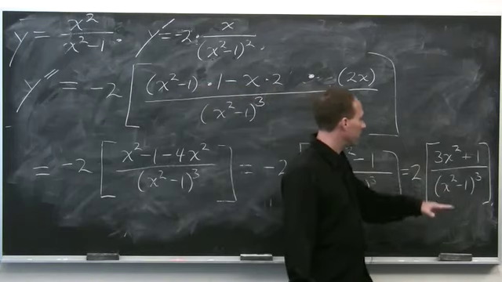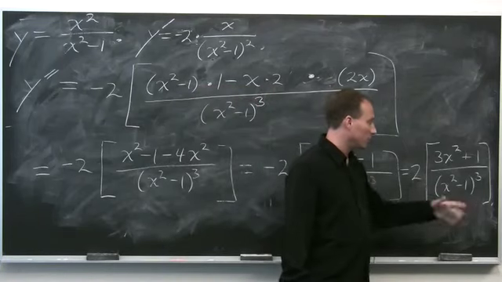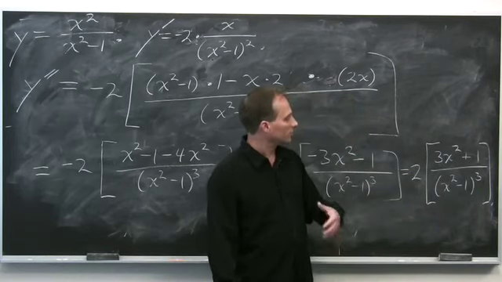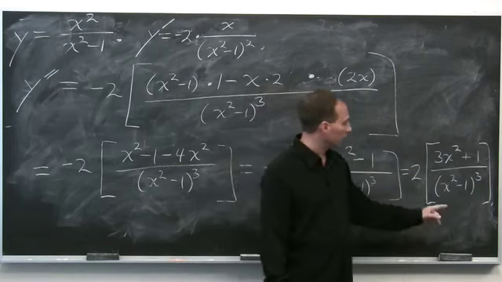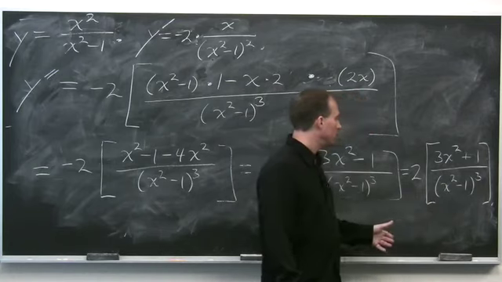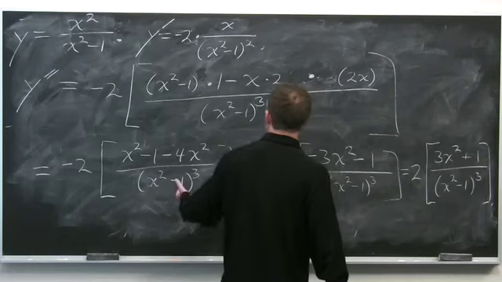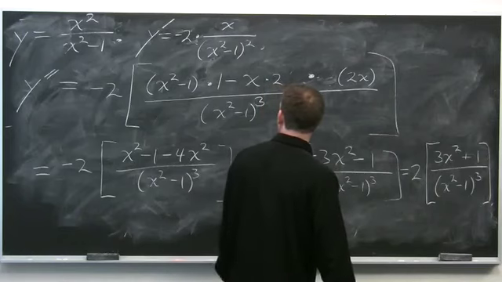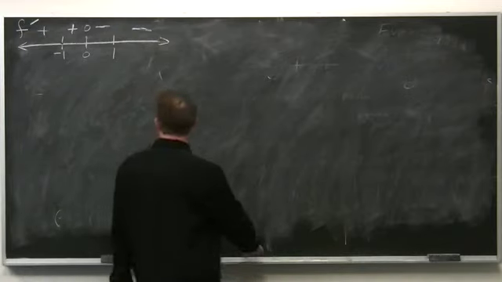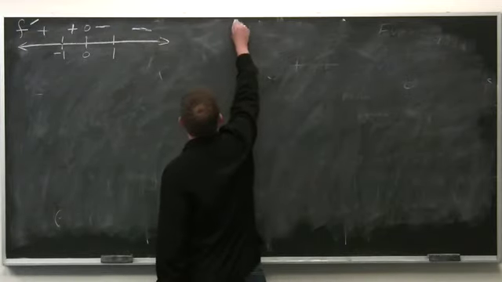This function will be negative where x squared minus 1 is negative, and this is cubed. So something cubed: you cube a negative number, you get a negative number. You cube a positive number, you get a positive number. So where x squared minus 1 is positive, this will be positive. Where x squared minus 1 is negative, this will be negative. Where do those things occur? Well, you can check.